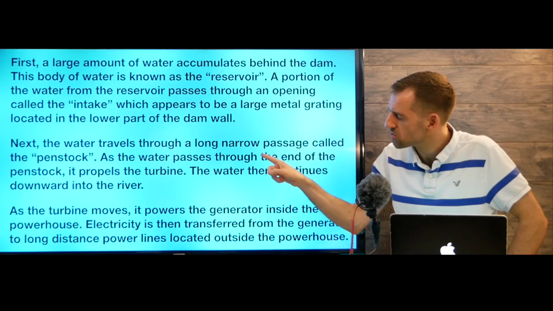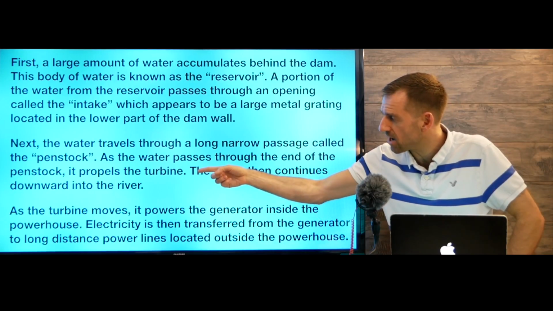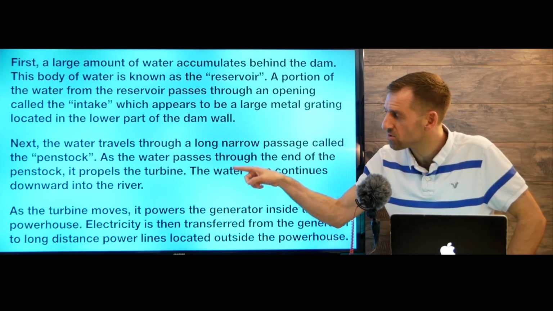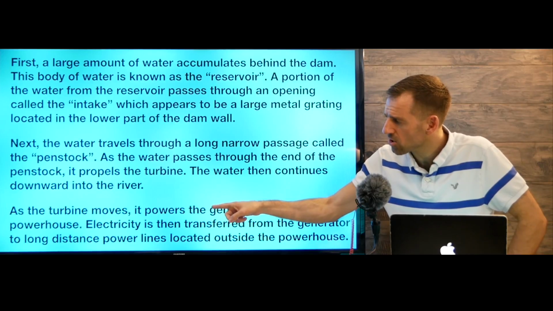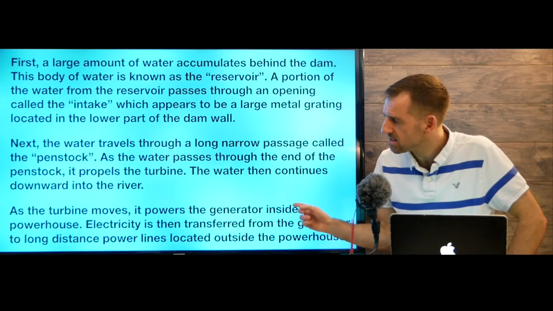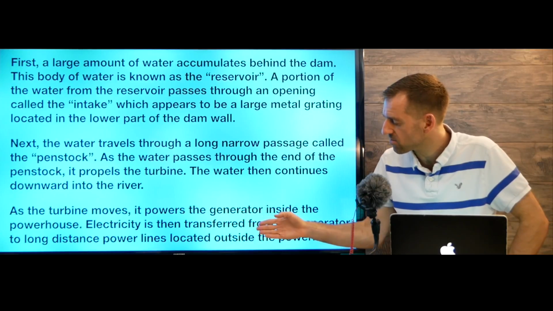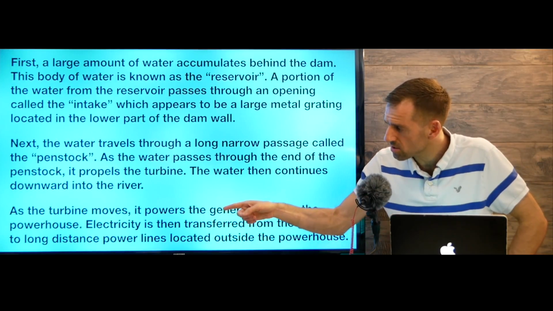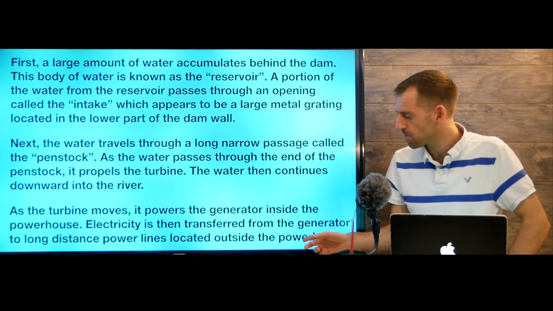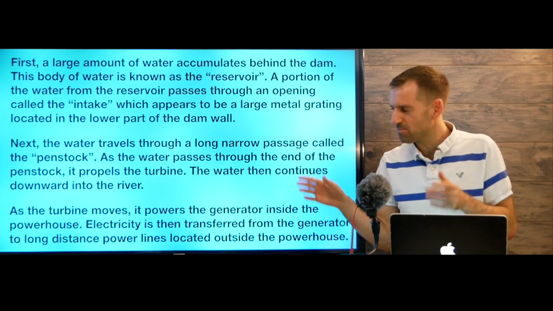As the water passes through the end of the penstock, it propels the turbine. The water then continues downward into the river. As the turbine moves, it powers the generator inside the powerhouse. Electricity is then transferred from the generator to the long-distance power lines located outside the powerhouse. Okay, that's great. Three good, specific trends paragraphs.